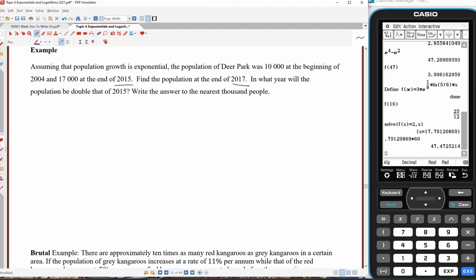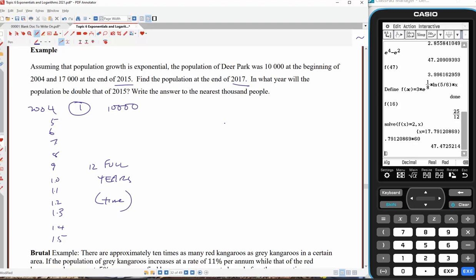So what we need to do is get our function written and then work out what it will be at the end of 2015. So the beginning of 2004 is the first year, and that was 10,000. And then we have 05, 6, 7, 8, 9, 10, 11, 12, 13, 14, end of 15. So that's going to be 1, 2, 3, 4, 5, 6, 7, 8, 9, 10, 11, 12. 12 full years this happens. So that's going to be the time.